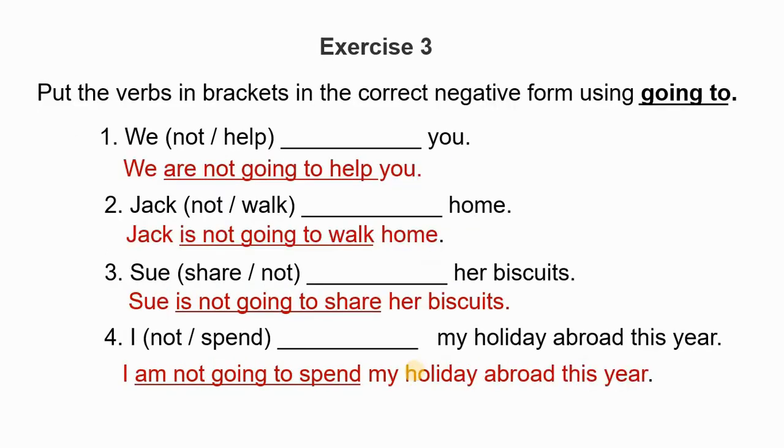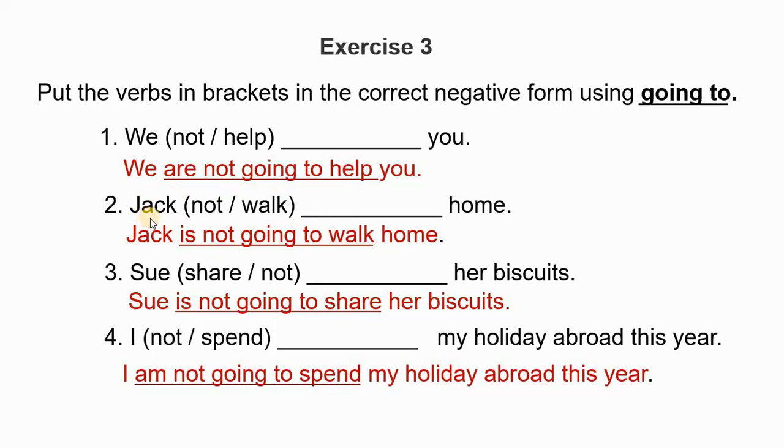And for number 3, guys, we have here: put the verbs in brackets in the correct negative form using going to. So question number 1, we not help. The verbs in the bracket, not help. Correct answer, we are not going to help you. As you can see here, not is in between the verb to be and going. Okay, we are not going to help you.